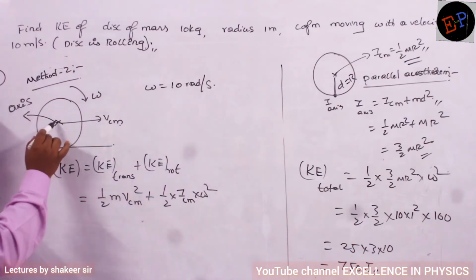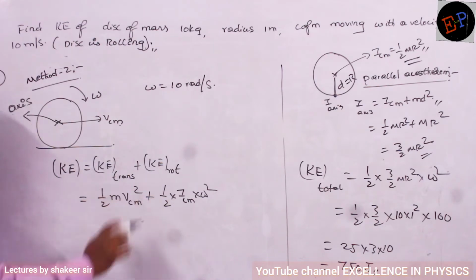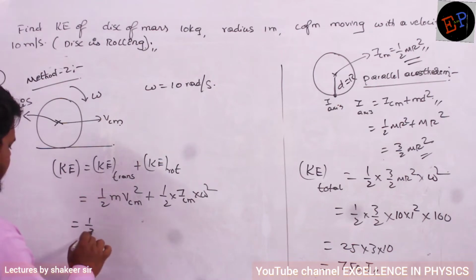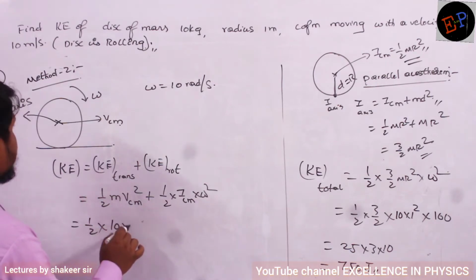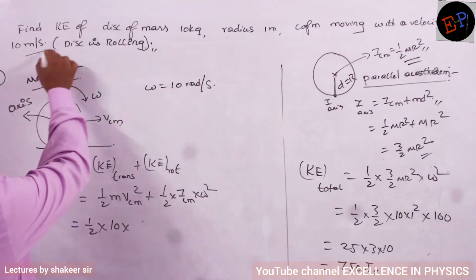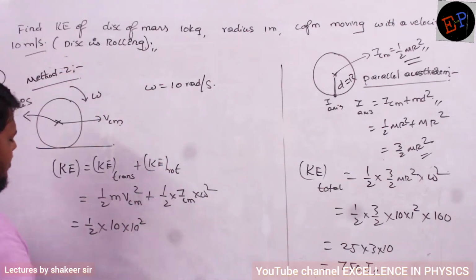Now the disk is rotating about the center of mass, so I center of mass into omega square. Understood now? So write down half into mass of the body, 10 kg. Velocity of center of mass is 10, so 10 square. Clear now?